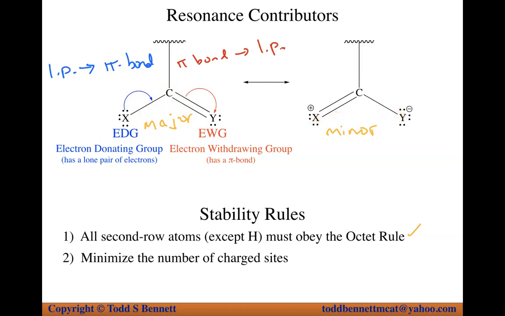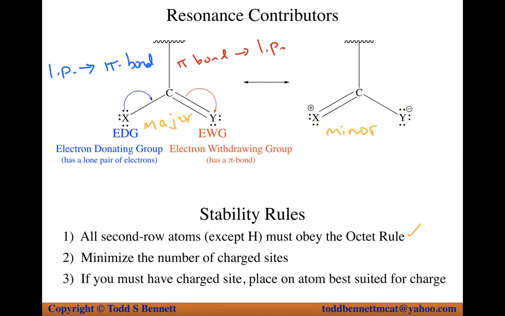And then last, if you have charges, you want to put them on the atom that can handle it more. So we're going to see through pattern recognition that oxygen has a tendency to take a negative, nitrogen has a tendency to get stuck with a positive. Carbon can kind of go both ways, although it doesn't want to charge.